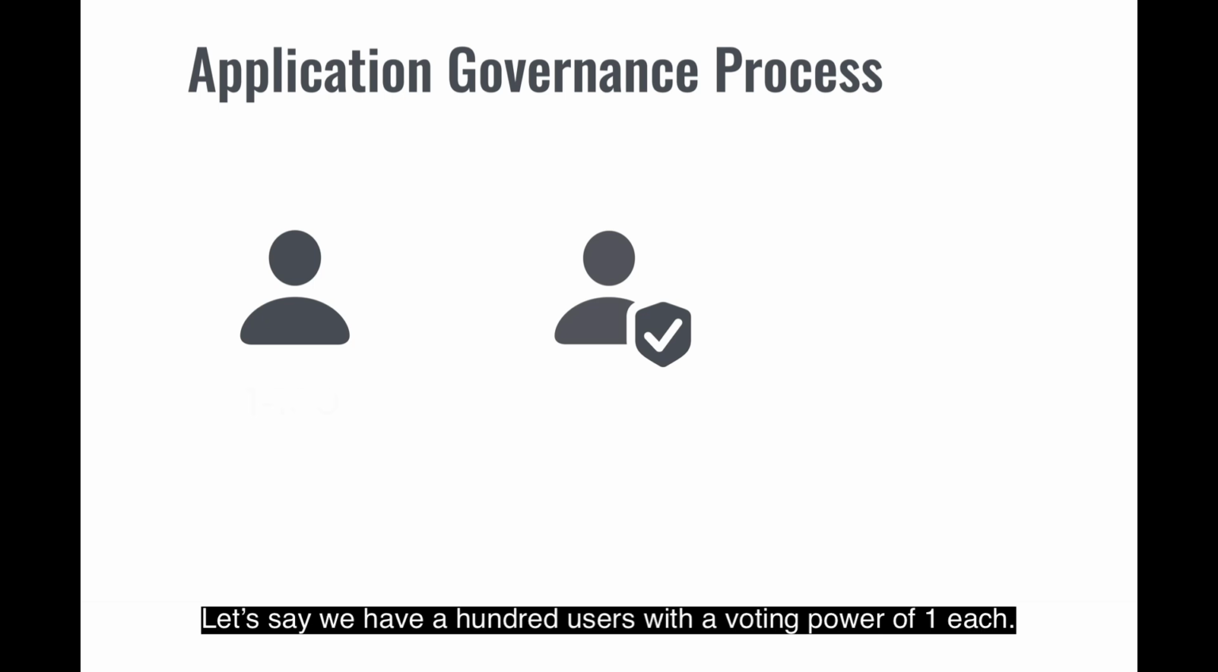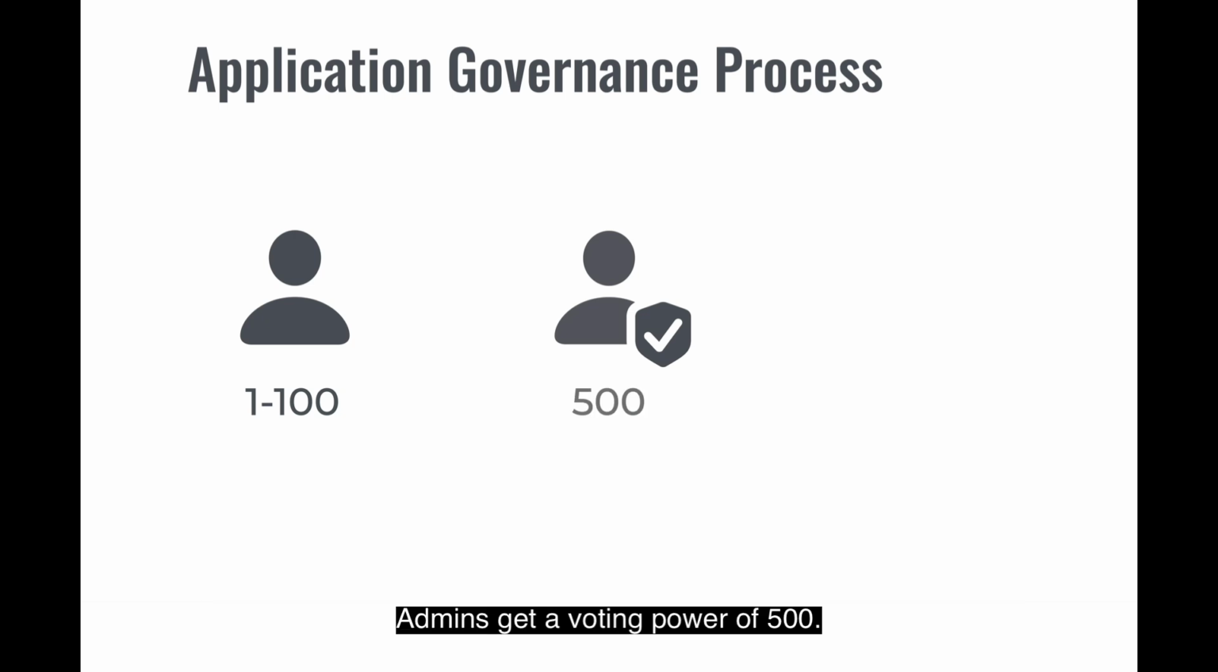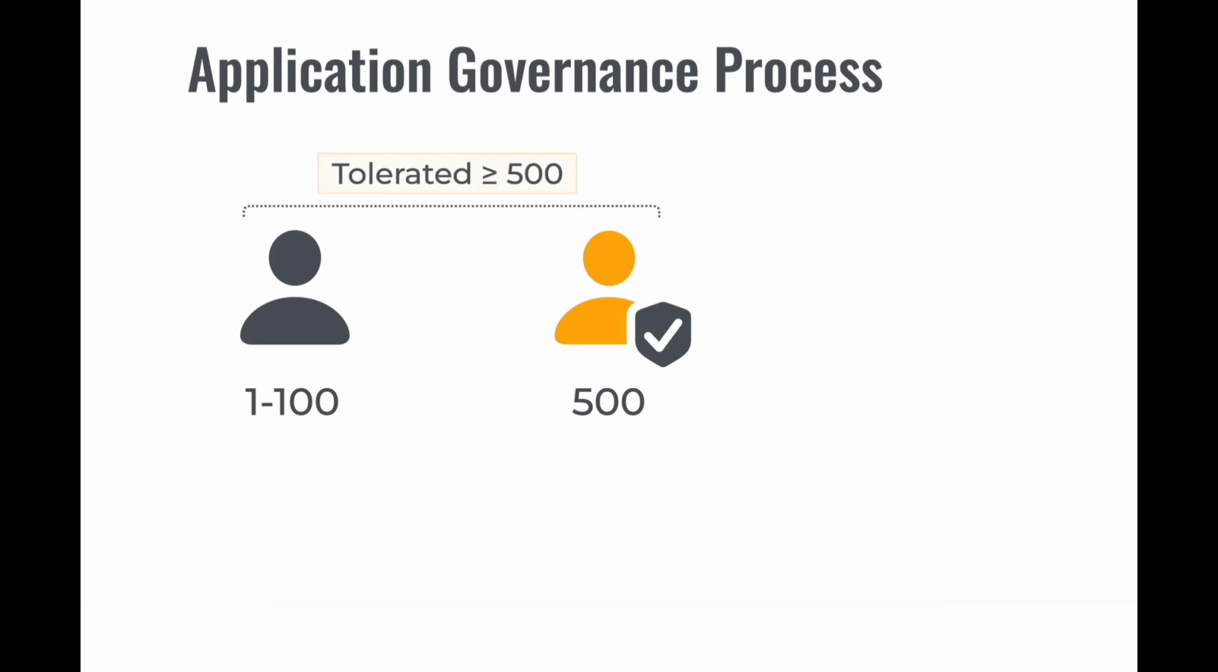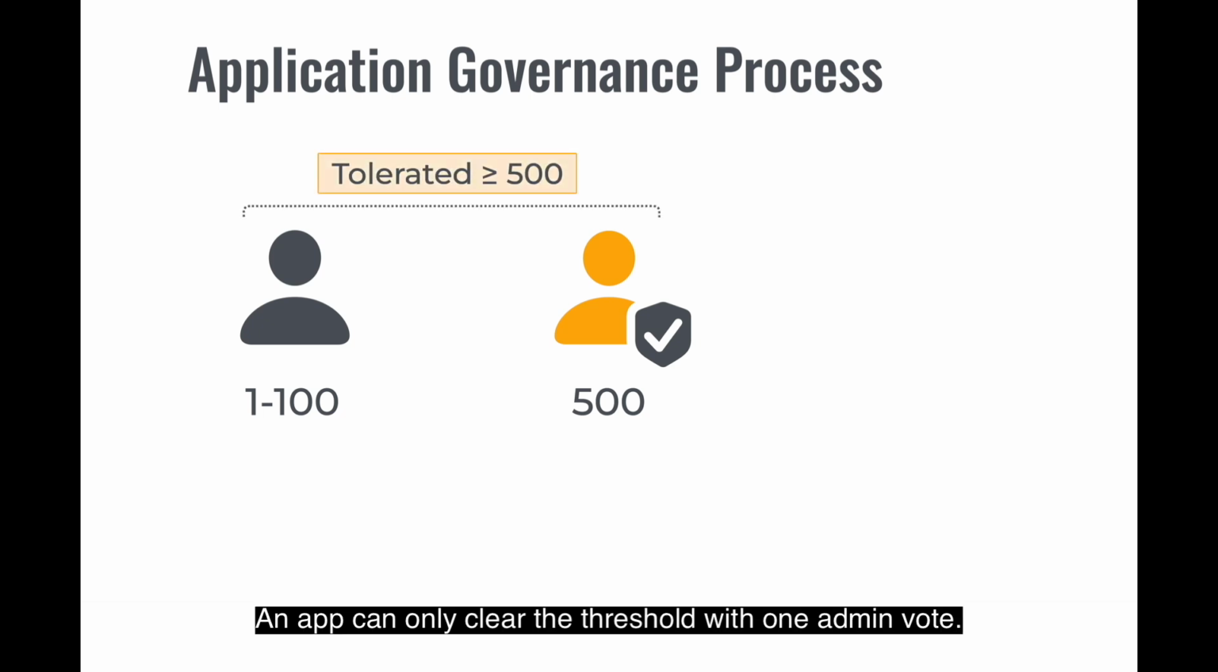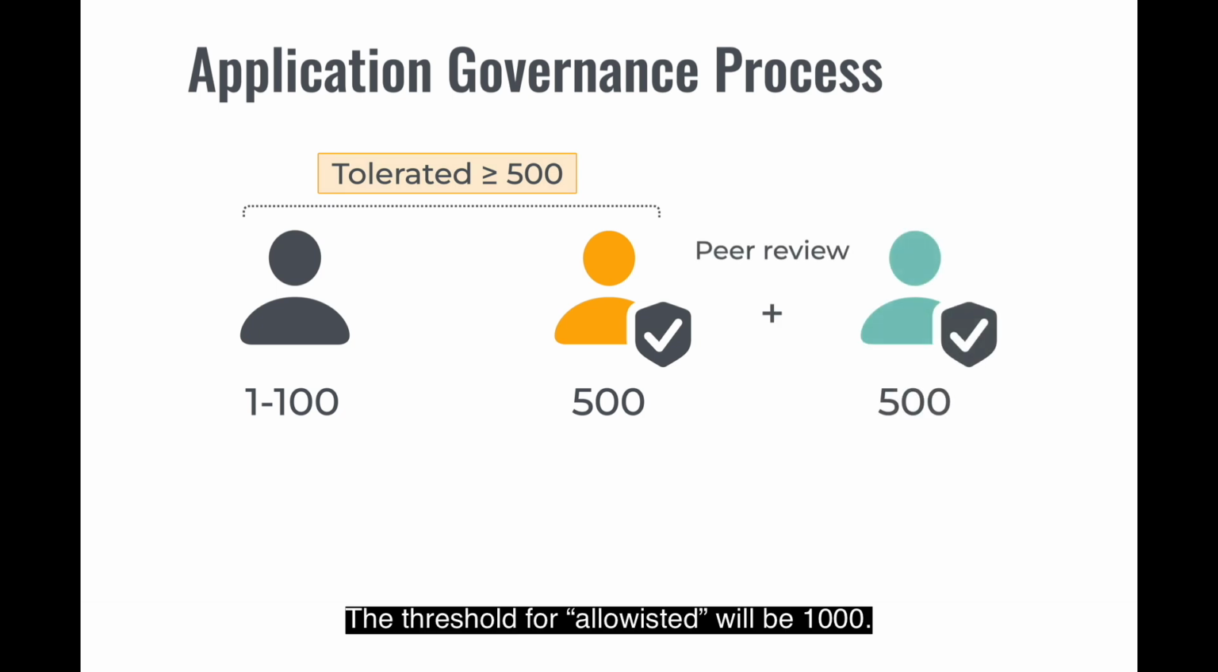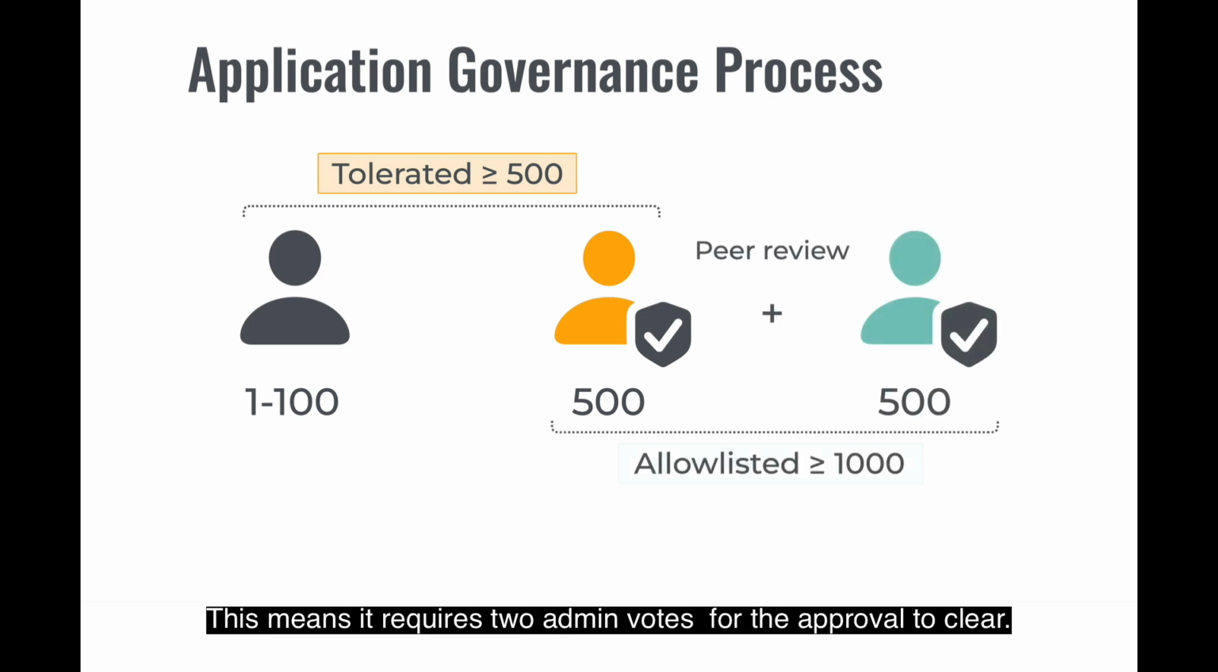Let's say we have 100 users with a voting power of 1 each. Admins get a voting power of 500. We're going to set the threshold for tolerated to 500. An app can only clear the threshold with one admin vote. The threshold for allow listed will be 1000. This means it requires 2 admin votes for the approval to clear.